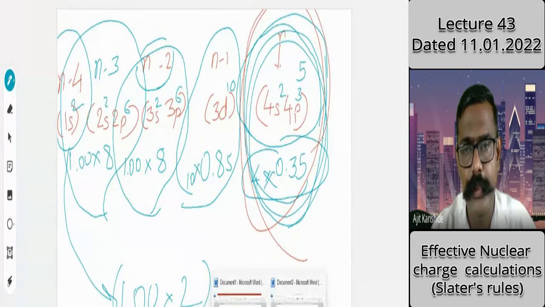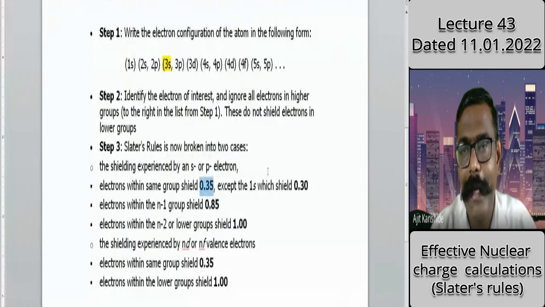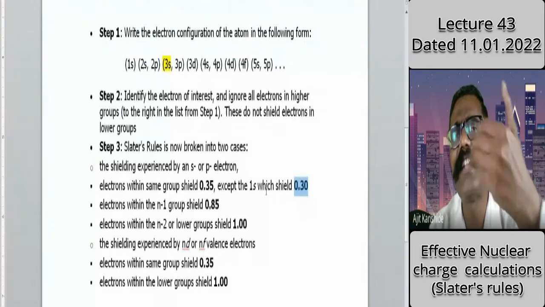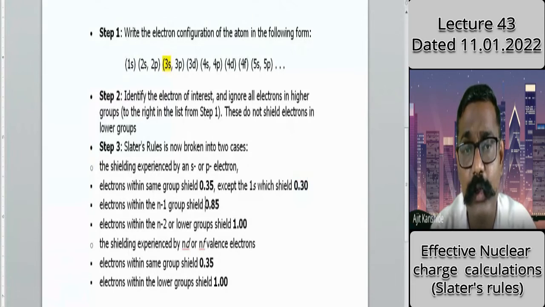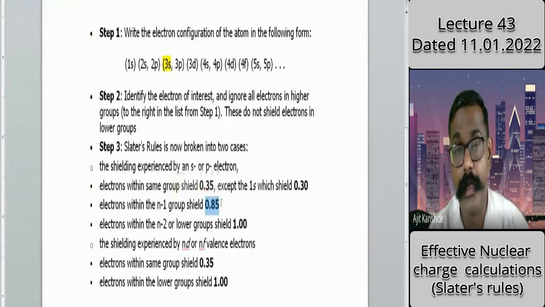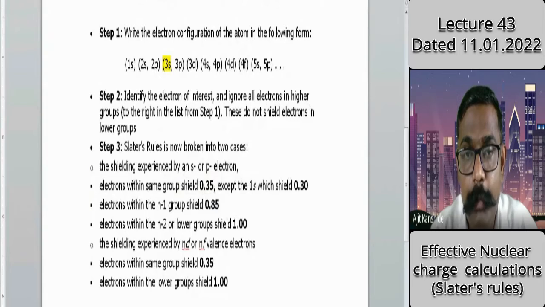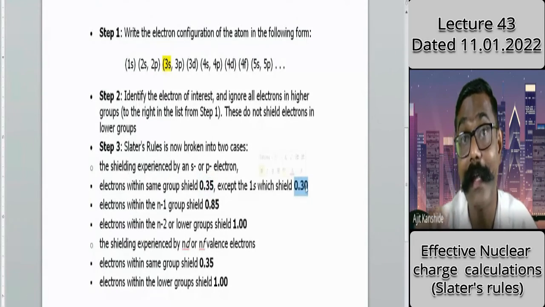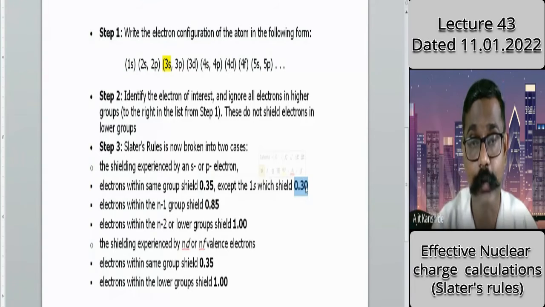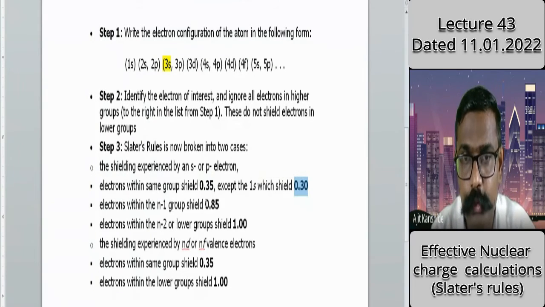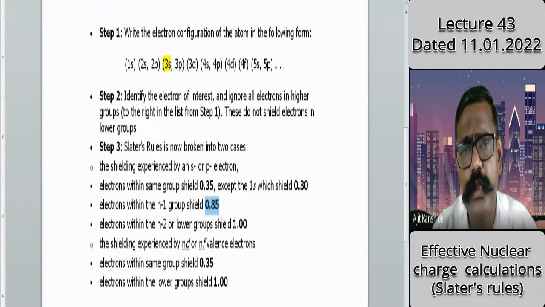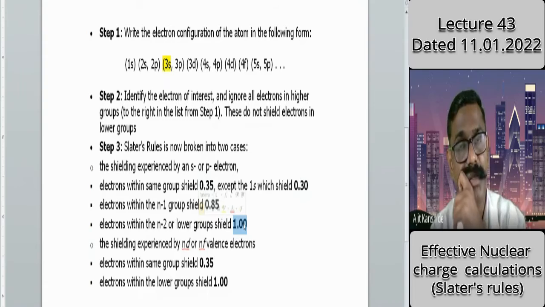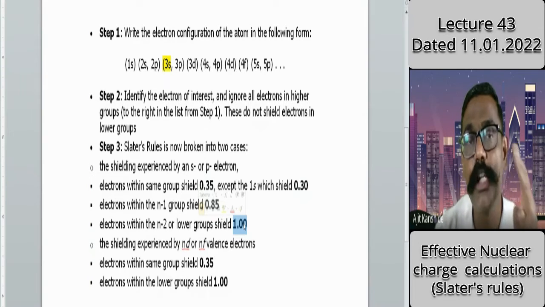Good. Now see about this 0.35, an exception 0.30 I can say. It is what the nth electron. But if that is not the nth group but an n minus 1 group, then 0.85. For the nth group in general it will be 0.35, and for 1s only it is 0.30. If it is a characteristic electron in the nth group, then n minus 1 group is 0.85. N minus 2, n minus 3, n minus 4, n minus 5 and lower is 1.00. These are the 3 rules I told you.